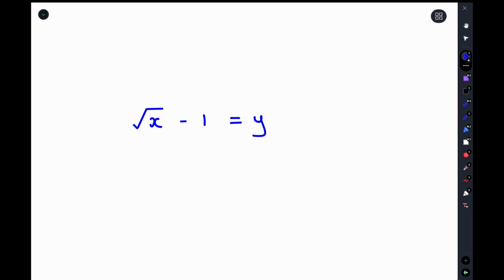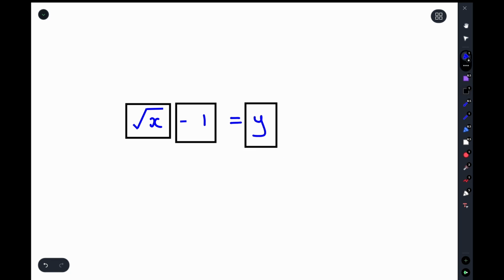In this video, we're going to deal with rearranging equations which contain roots and powers. Here we have our first equation: root x minus 1 is equal to y. We follow the same guidelines as before. First thing, we identify the number of terms. And we have 3 terms.